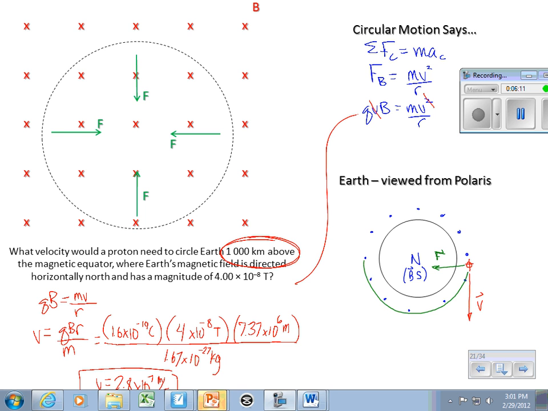So that means that the circular orbit would have to be in that clockwise direction. Okay?